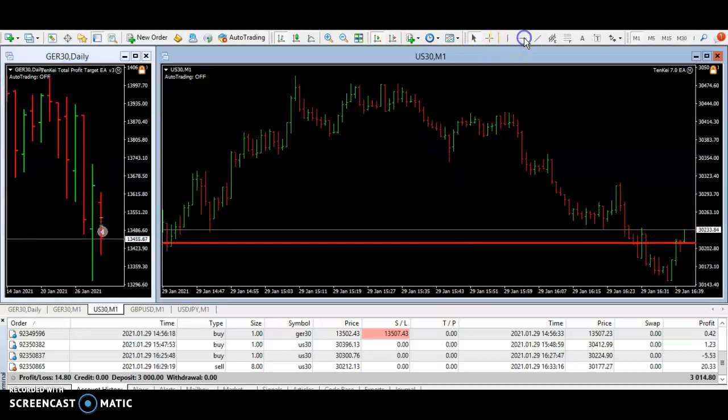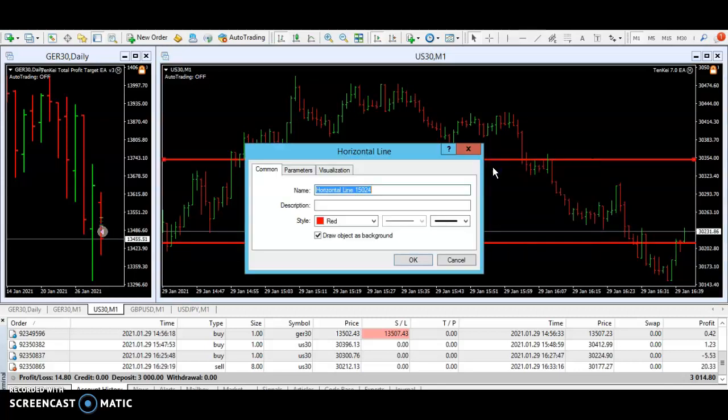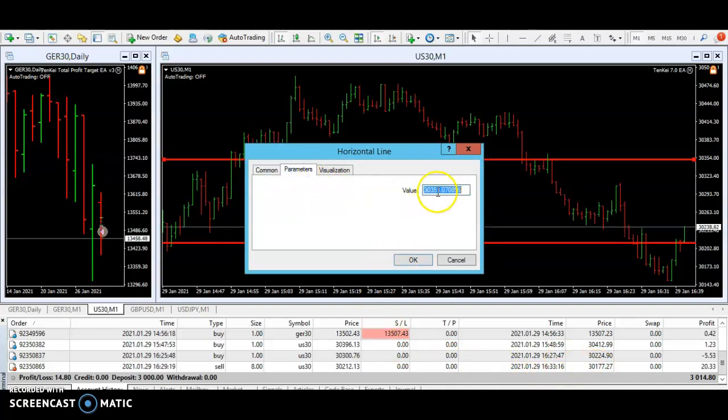Let's get rid of this one. Horizontal line here, and double click it. You don't even need to try and drag it near to where you want. Just look at this figure here. This figure here is 30. Let's just change that number to 30. What do you got? 177.27.